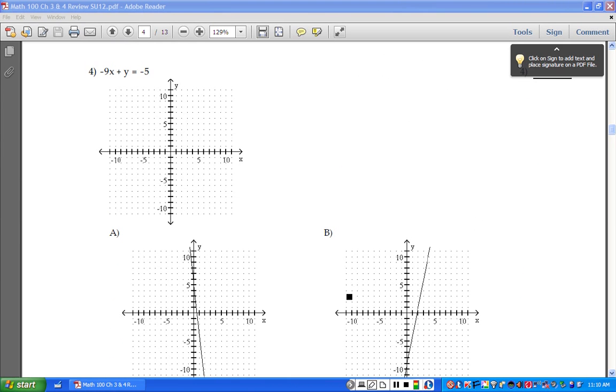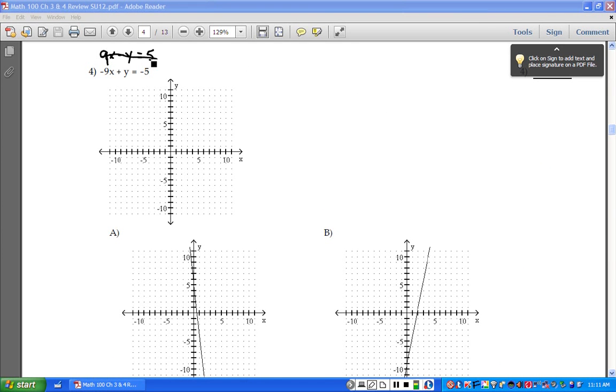Alright, problem number 4 is also in standard form. Me personally, when I'm doing standard form, I like my x term to be positive, so I will multiply everything by a -1 to change all my signs, and that would give me 9x minus y equals a positive 5. Alright, standard form, x and y together, constants on the other side. Actually, let's scratch that.